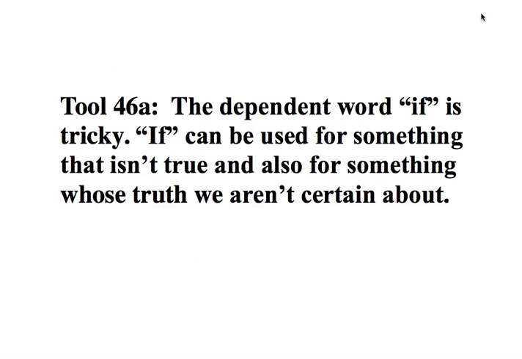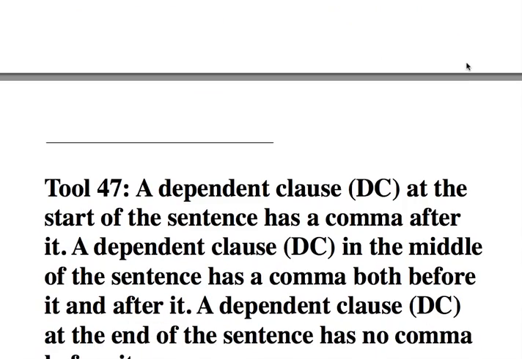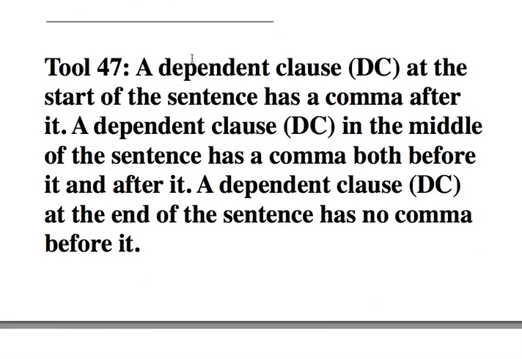Tool 47 tells us that a dependent clause at the start of the sentence has a comma after it. A dependent clause in the middle of the sentence has a comma both before it and after it. A dependent clause at the end of the sentence has no comma before it.